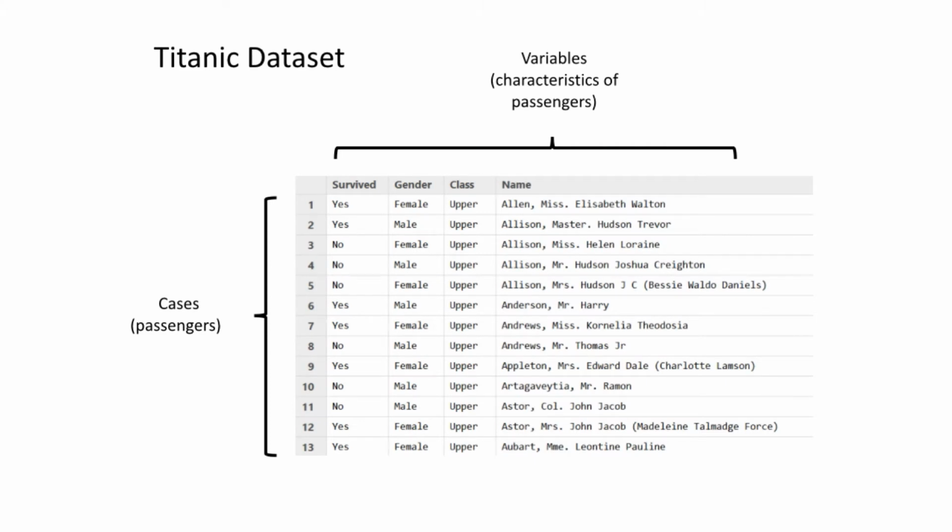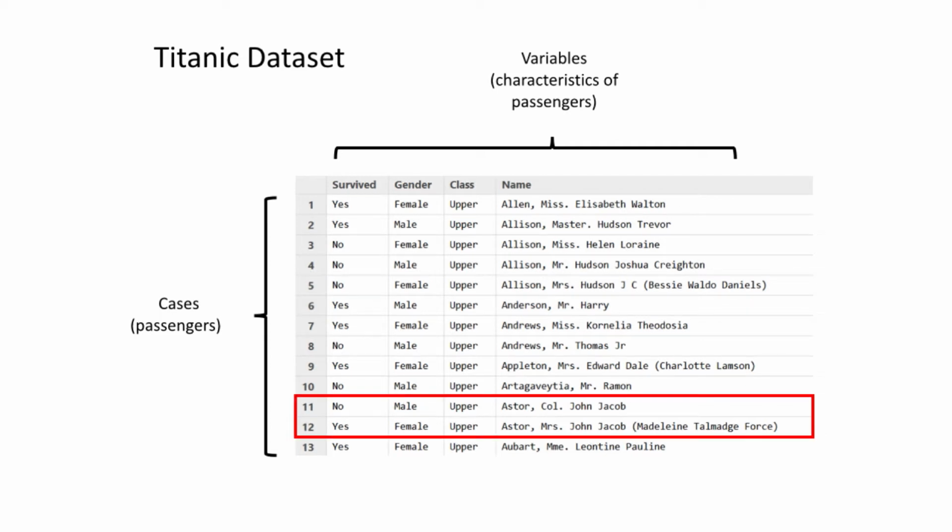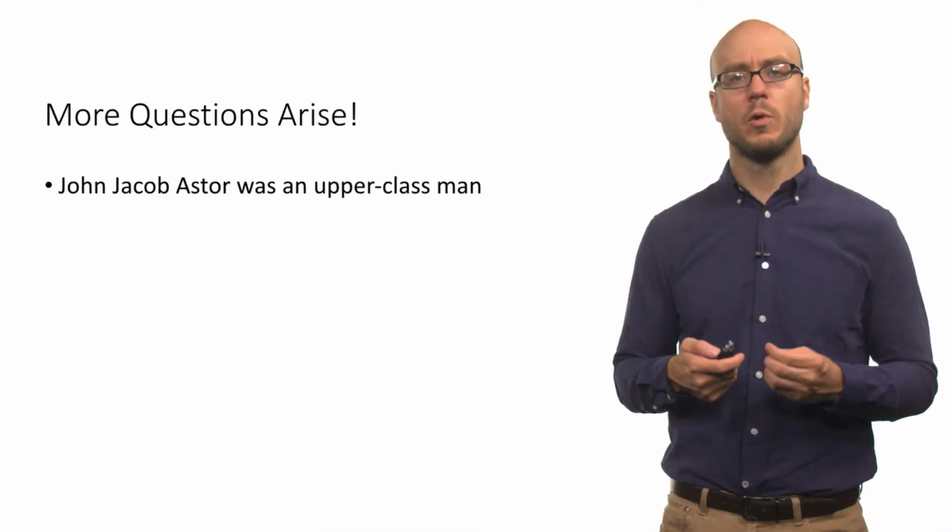This is the data set where the rows are passengers, those are the cases, and the variables are characteristics of the passengers. So we have whether or not the passenger survived, their gender, what passenger class they were on, and then we also have their name. Let's look at rows 11 and 12, and you can see that we have John Jacob Astor and his wife for those two rows. And you can see in the survived column that John Jacob Astor didn't survive, but his wife did. So this raises some questions.